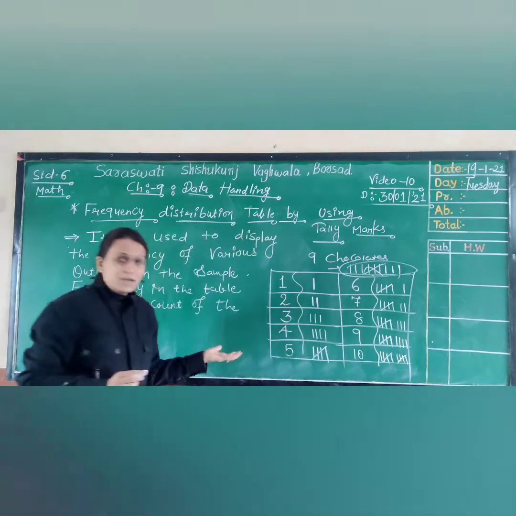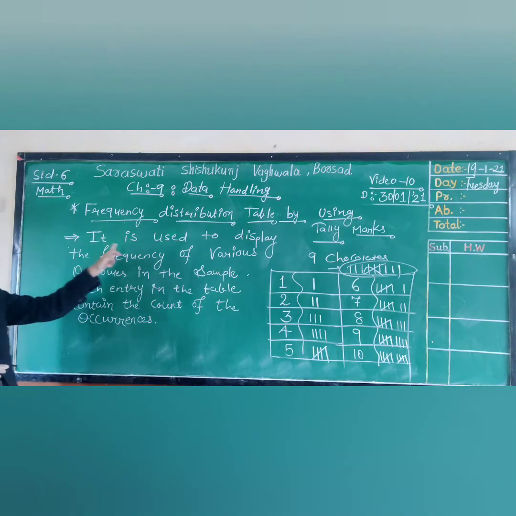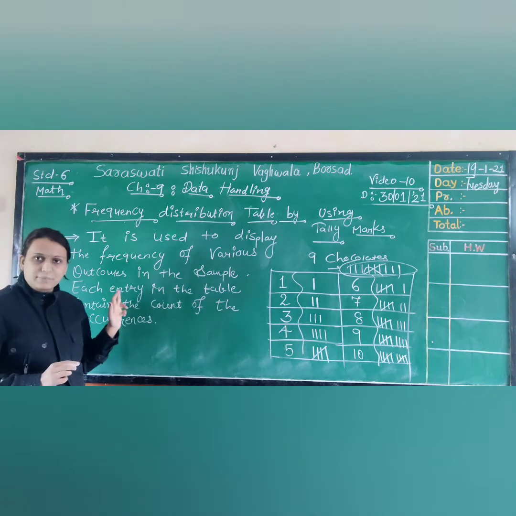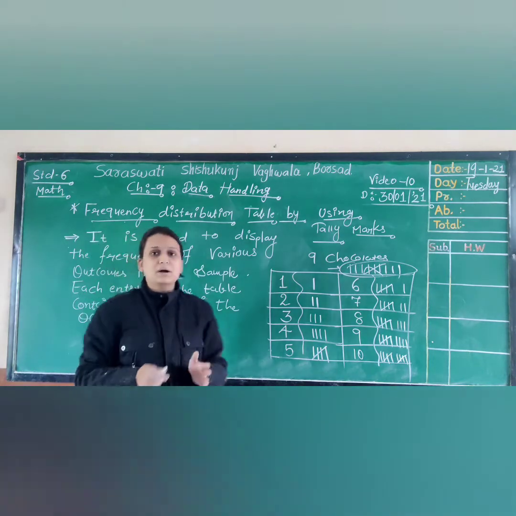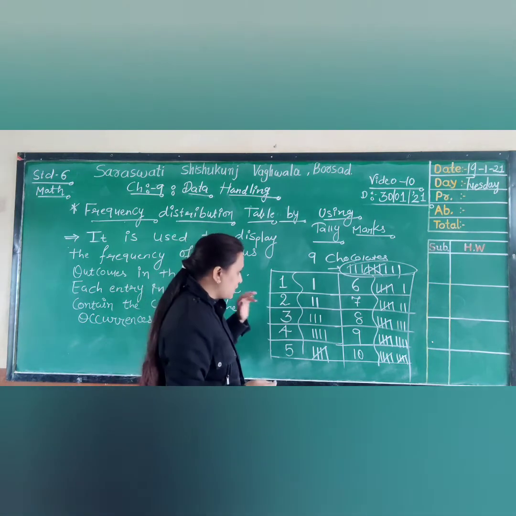Why are we using tally marks? Let us understand it by definition. They are used to display the frequency of various outcomes in the sample, meaning how many times a particular number occurs. That is known as frequency.